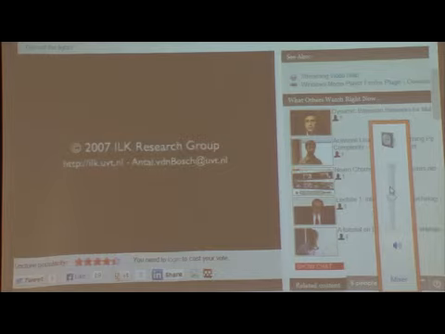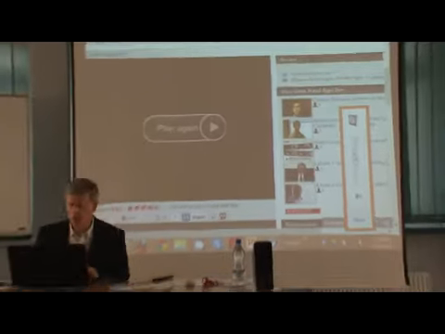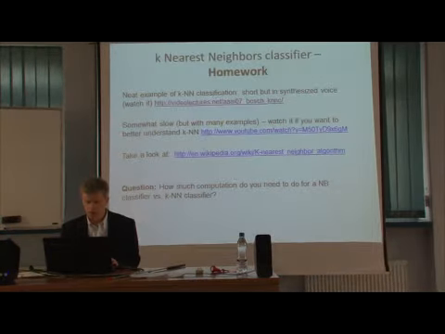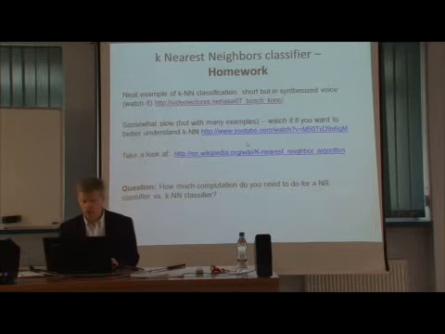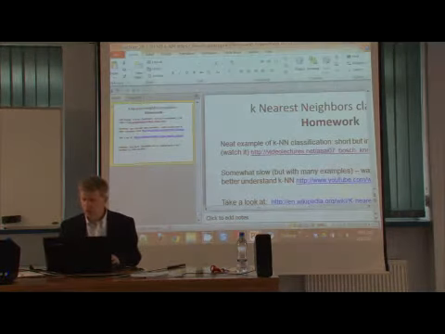Okay, so as you can see, this is a very neat example of k-nearest neighbor classification. There is some other stuff, so if you feel like it, you can watch it and read about it. One question that you may want to ask yourself is, what takes more computation, a nearest neighbor classifier or a naive Bayes classifier? And when does this computation take place? So I think this is it for the lecture.